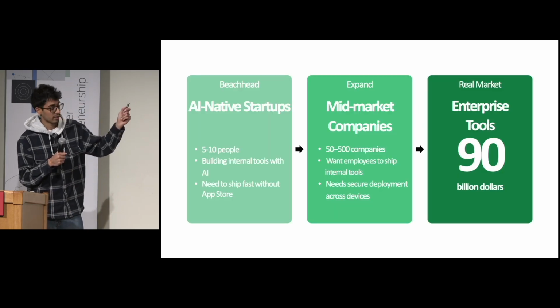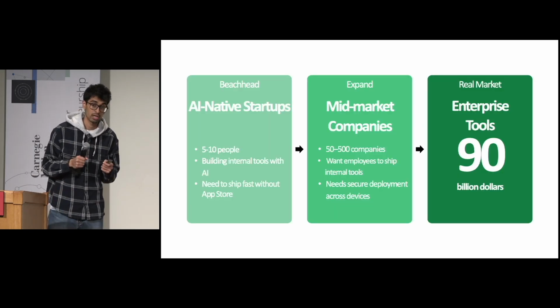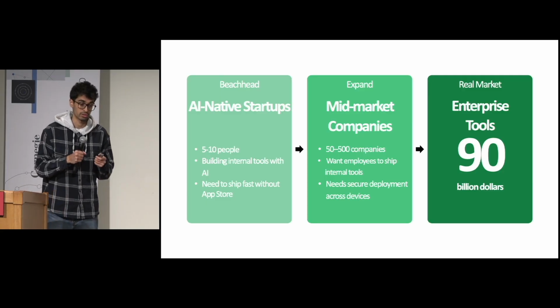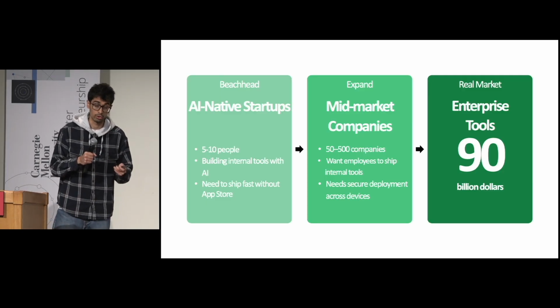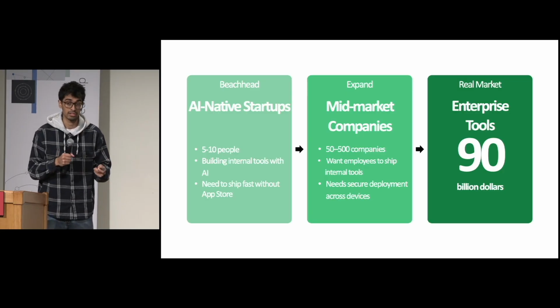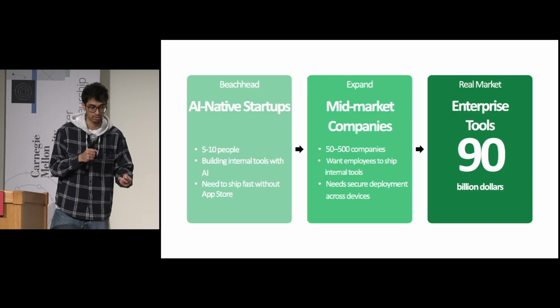And this is our plan. Our beachhead is AI-native startups. They need to ship quickly without deployment hurdles. From there, the goal is to transition to mid-market and enterprise companies, where the goal is to help them reach full automation with tools that they have customized and context that we've helped them gather by using our product.